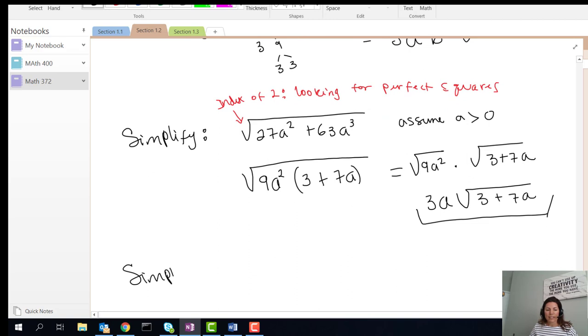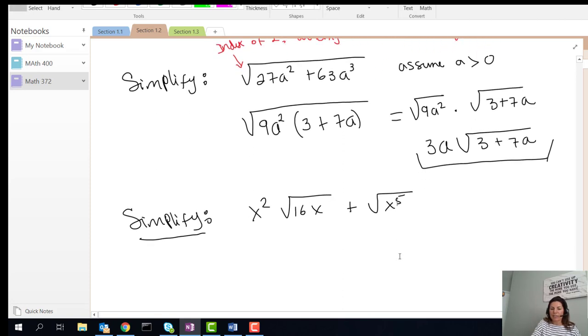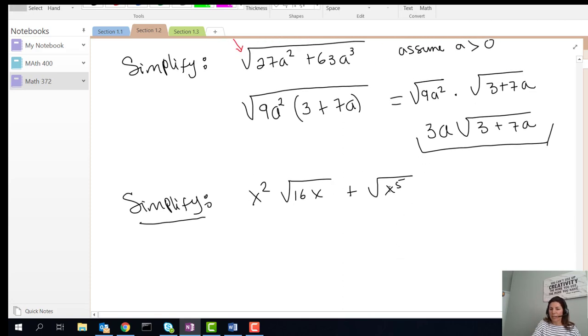And one more example of these, and then we'll move on to scientific notation. So simplify, let's try x squared square root of 16x plus the square root of x to the fifth. Again, there's no property that tells me that I can combine radicals over addition, so these are not like terms, so I have to simplify this radical. So I'm going to have x squared times, the only thing that's a perfect square here is the 16, the square root of 16 is 4.